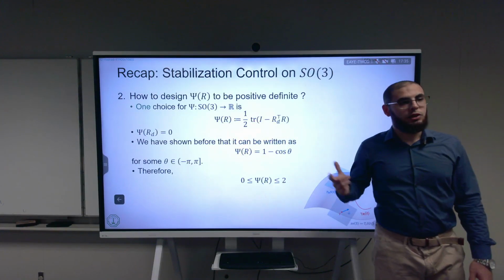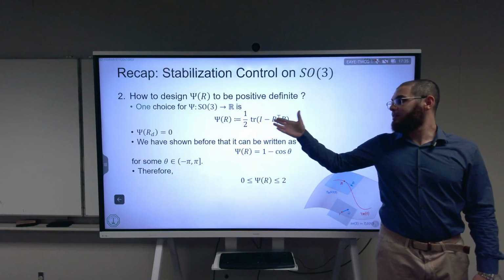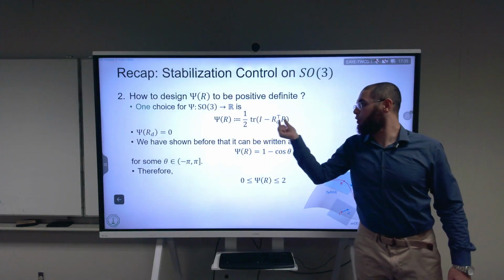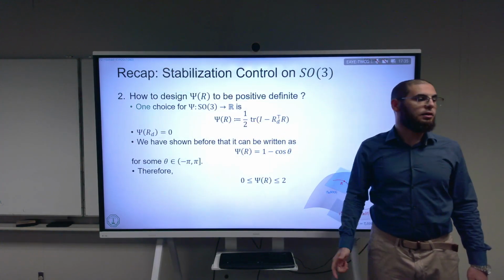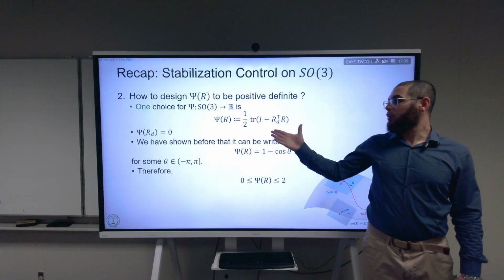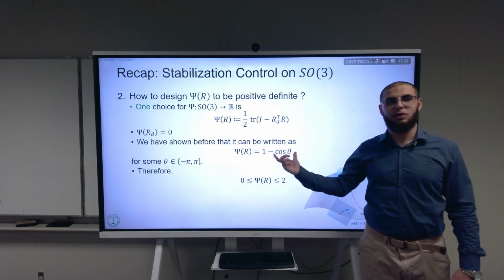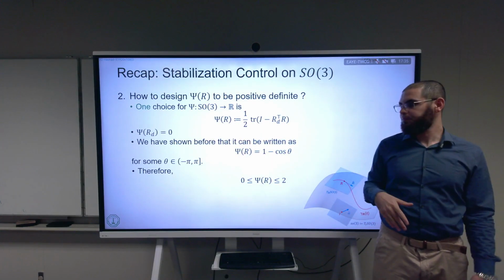This is the potential function we chose. It's half trace of identity minus R desired transpose R. Okay, so it's a function of R. You plug in R equal R desired, and you find that psi is equal to 0. And then we found, as we've shown earlier, that this whole function can actually be written as 1 minus cosine theta for some theta.